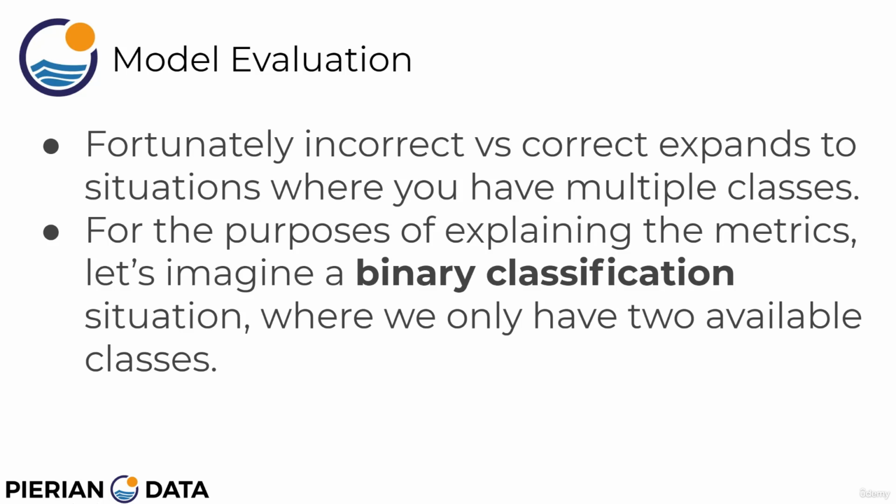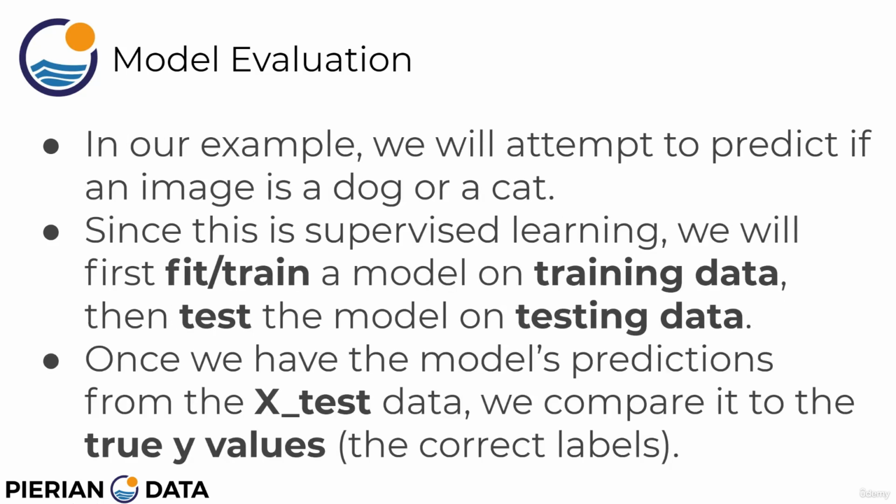Now, for the purpose of explaining the metrics, we're going to simplify this to what's known as a binary classification situation. Binary meaning two. So there's only two available classes, either class 0 or class 1. And this idea is going to expand to multiple classes as well. But for simplification, let's imagine just a binary classification situation. In our example, we're going to attempt to predict if an image is a dog or a cat. And we'll actually perform this task later on during the convolutional neural network portion of this course.